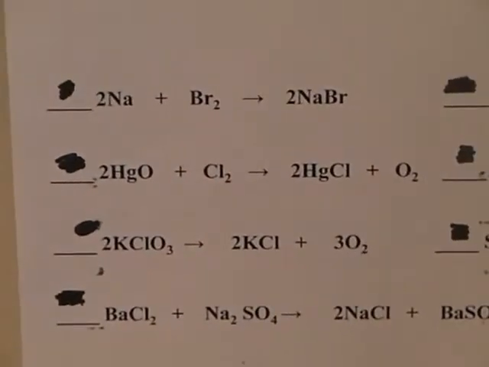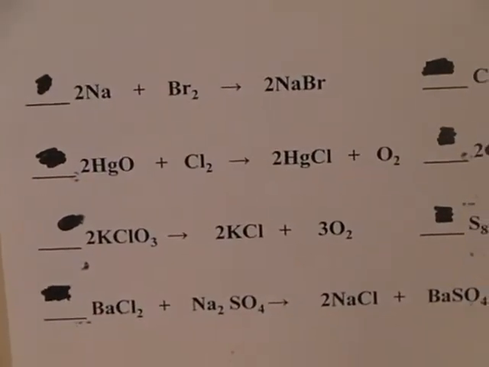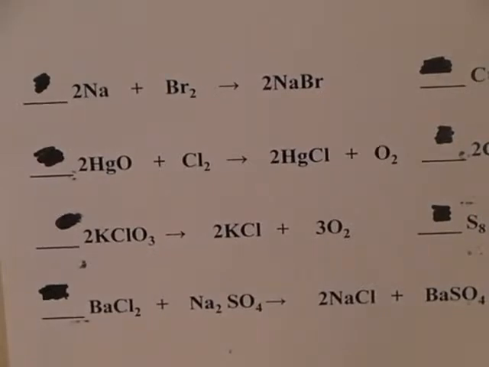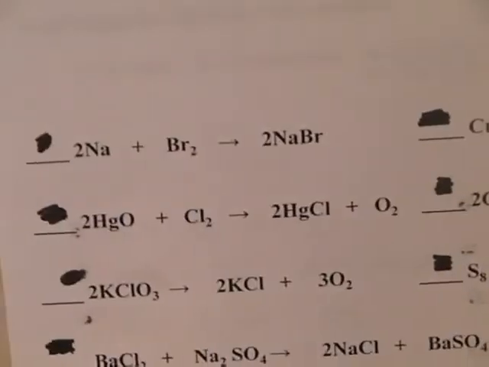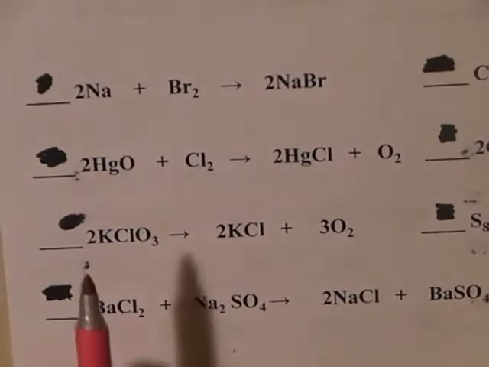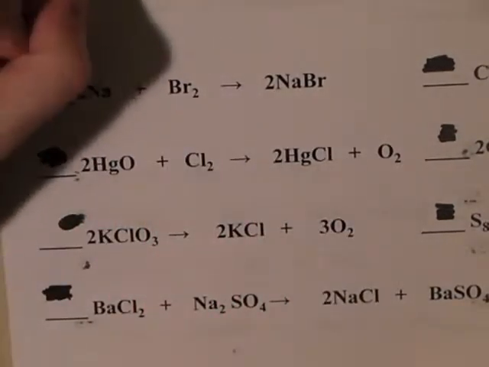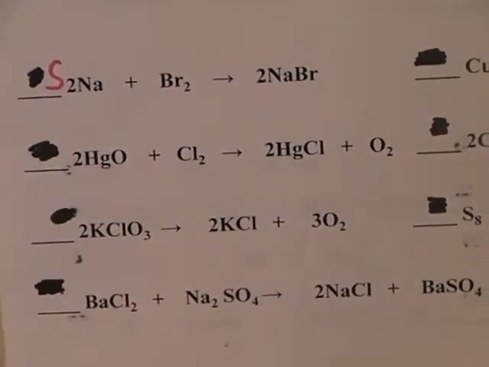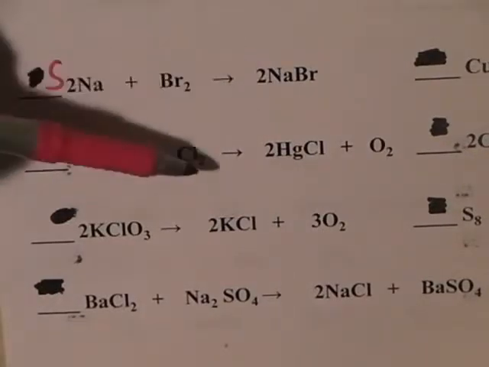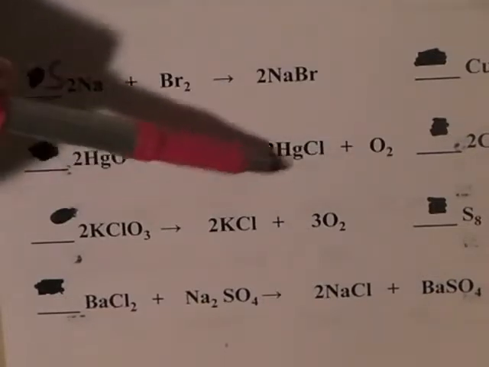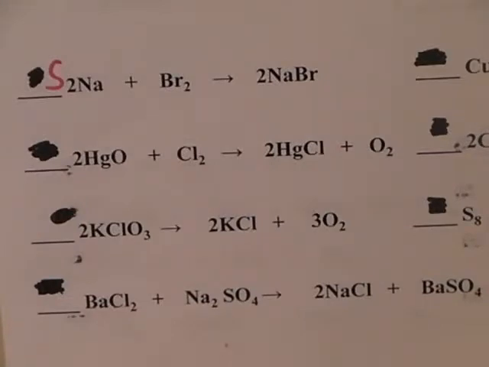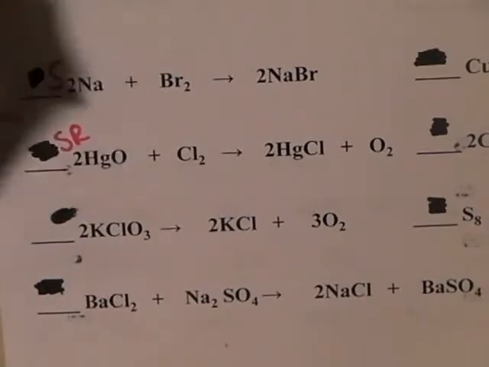Next one. So again, go ahead and pause me. Make sure you can do these, and I'll fill the answers in as soon as you unpause me. All right. I'm going to put this paper under it so I don't write on my table. So Na plus Br2 gives NaBr. Hopefully you got synthesis. So here we've got HgO, so hydrogen and mercury together, chlorine by itself. And then on this side we've got hydrogen and mercury and chlorine together and oxygen by itself. So that could only be single replacement.